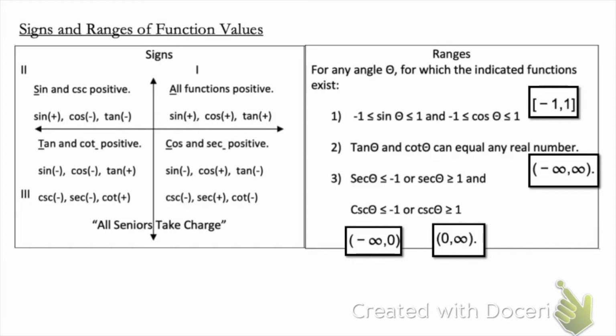Signs and ranges of function values. We've gone over the left side of this figure before. All functions are positive in quadrant 1. Sine is positive in quadrant 2, and therefore so is cosecant. In quadrant 3, tangent is positive, and therefore so is cotangent, because again, they're just reciprocals. It's the same positive or negative sign, just the fractions are flipped. And then in the fourth quadrant, cosine and secant are positive.